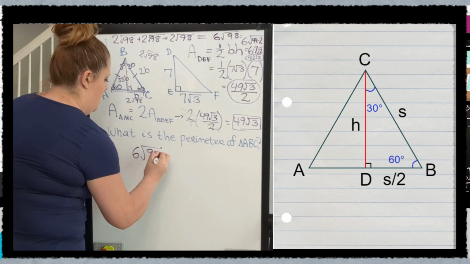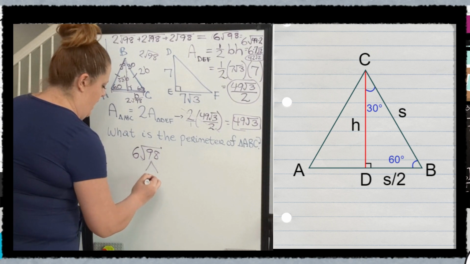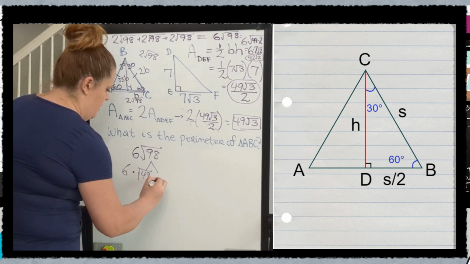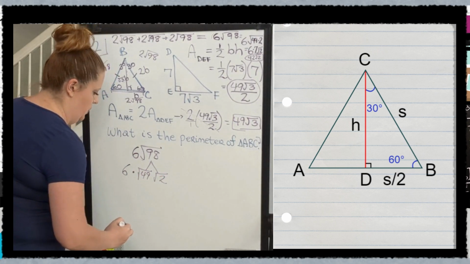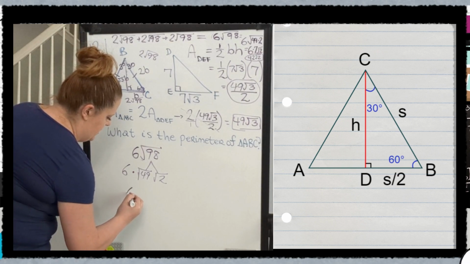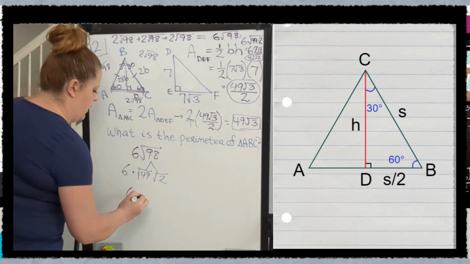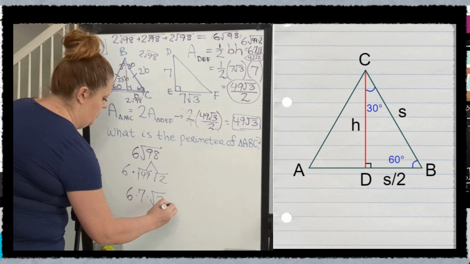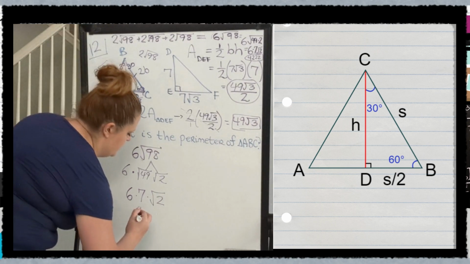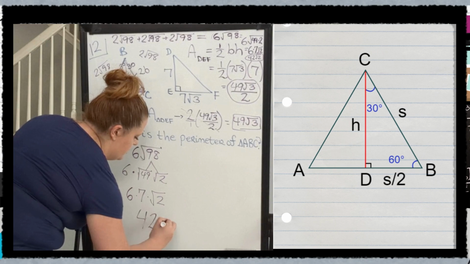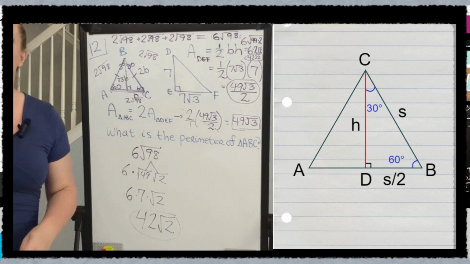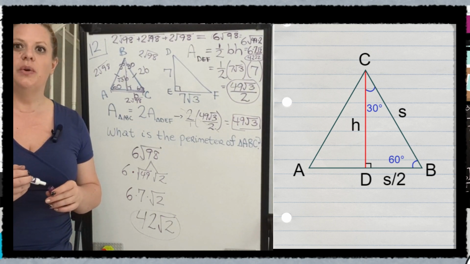Square root of 98. 98 can be broken down, I'm so silly, into the square root of 49 and the square root of 2. So that becomes 6 times the square root of 49, which is 7, times the square root of 2. 6 times 7 is 42. So our answer is 42 square root of 2.